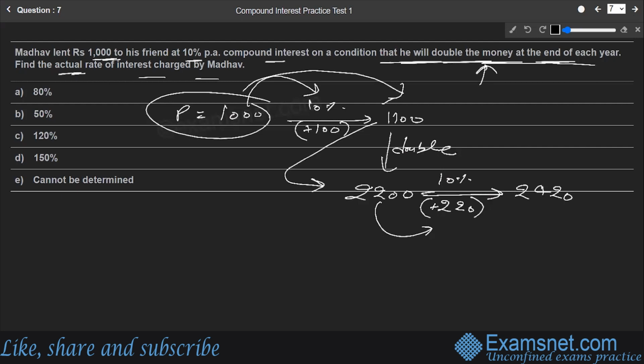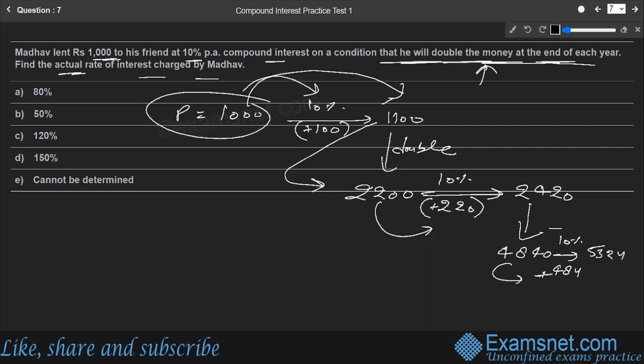Again, the same logic applies, that after every year he doubles the money. So this 2,420 will again be doubled, and double of 2,420 is 4,840 rupees. So at the end of the second year, the amount has been doubled to 4,840. Again, there will be 10% interest applicable, as promised in the scheme. So 10% of 4,840 is 484 rupees, and that will be added to give you the new amount, that is 5,324 rupees.